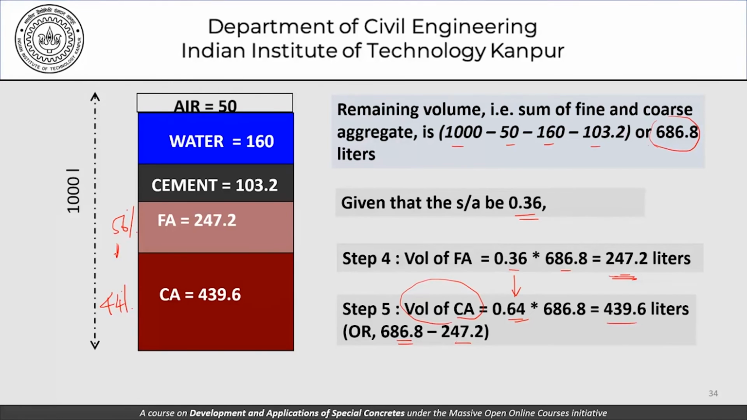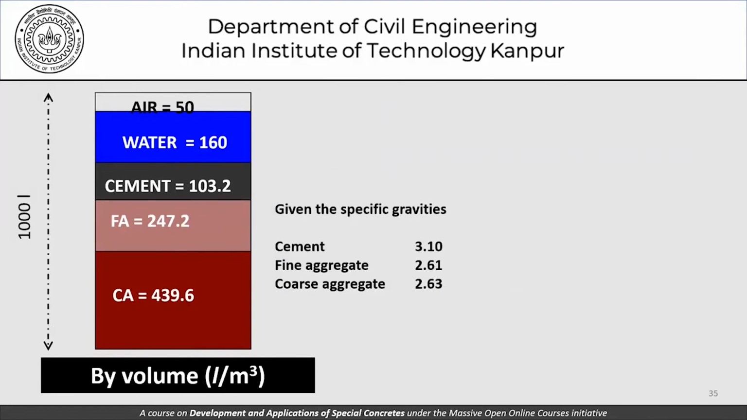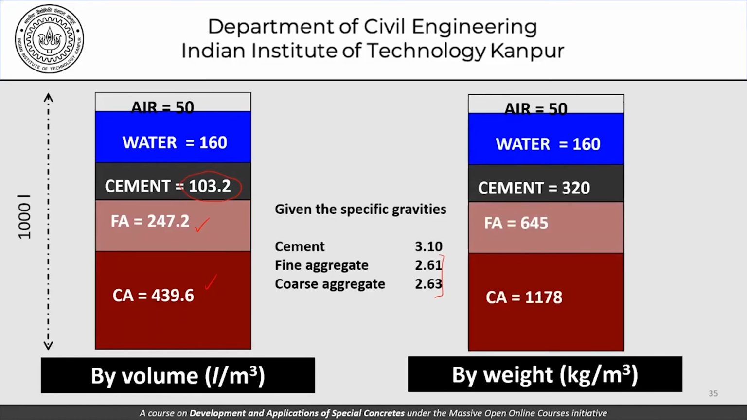So these are the kind of analysis and commentary we will do at some point later on. We need to convert these values, especially because this was determined from the mass itself. So these two values have to be converted to mass. We need these specific gravities, and once we have them, we get 320 kgs of cement, 160 kgs of water, 645 kgs of fine aggregate, and 1178 kgs of coarse aggregate. This is the proportion of the concrete mix by weight.